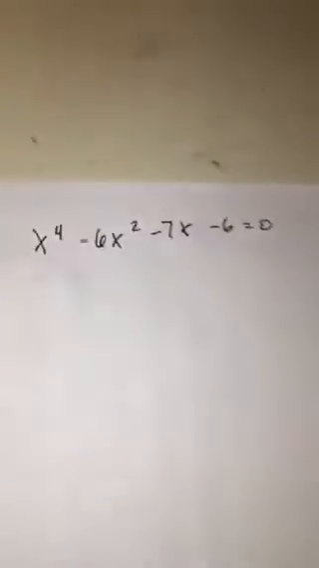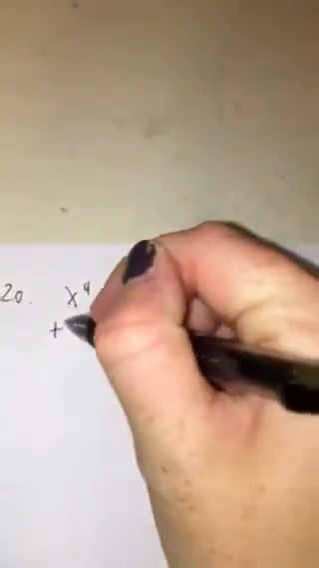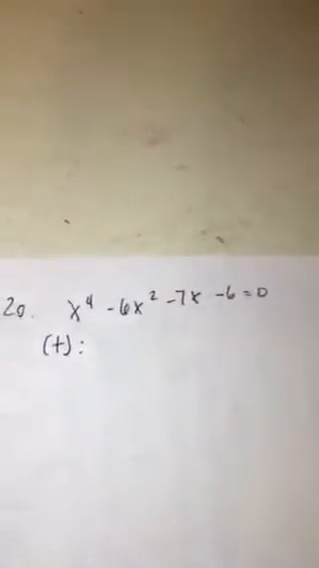Number 20 of the test review. x to the fourth minus 6x squared minus 7x minus 6 equals 0. Okay, so first you have to find how many positive roots you'll have.